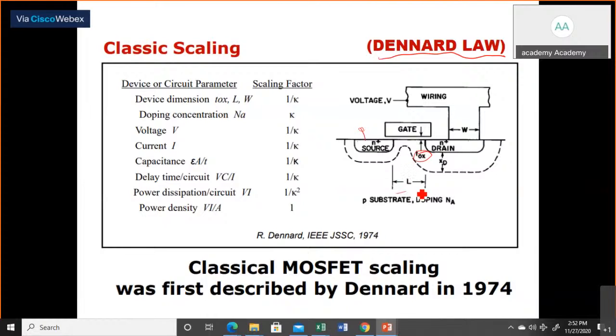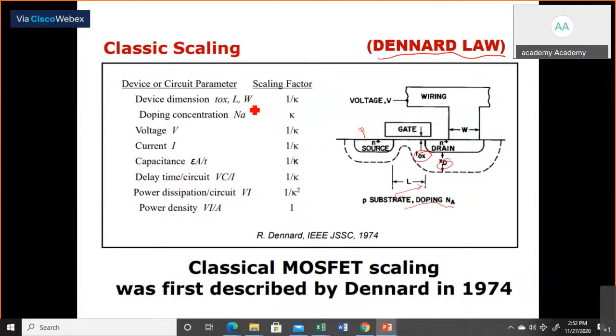This is called the effective length. And the substrate has some doping. And the junction depth will form a reverse bias junction between the P terminal and N terminal. So this is the basic structure of a MOSFET.